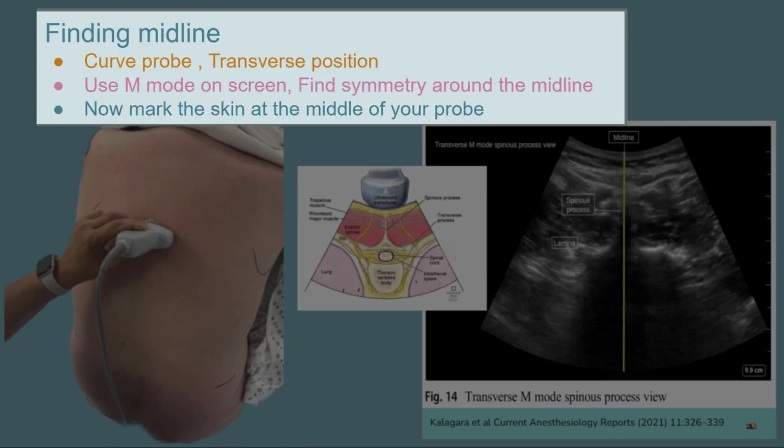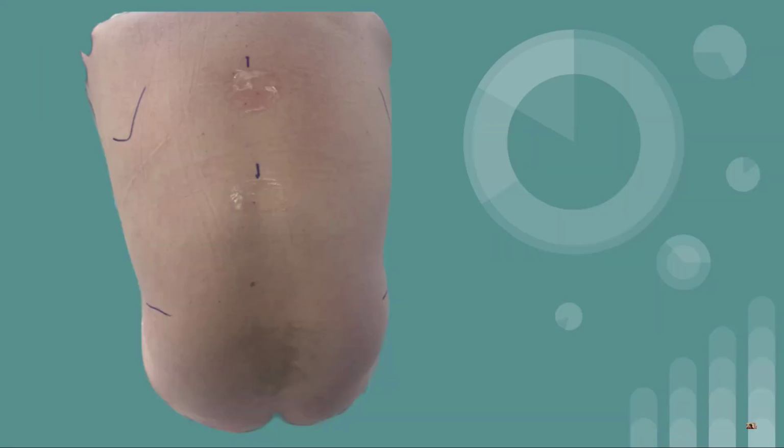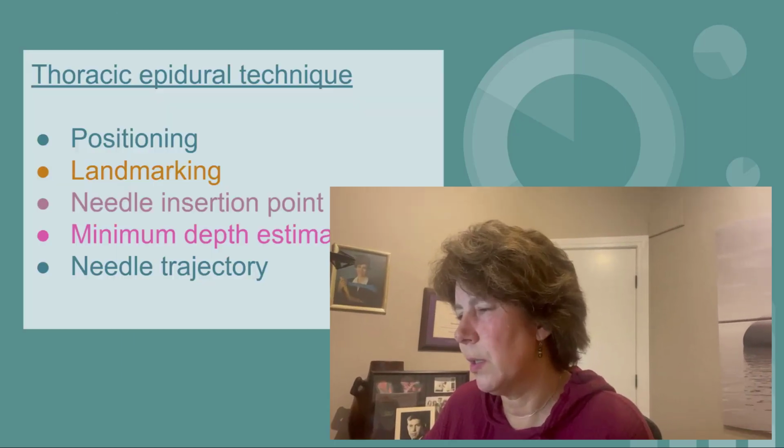So in essence, you put the M mode through the middle of the picture, make sure you find symmetry around the M mode, and then you mark the skin at the middle of your probe. Once you've marked it, this is kind of what it will look like. I usually mark in about 2 or 3 spots, because this will tell me whether the spine is straight or whether I have some kind of curvature like a scoliosis.